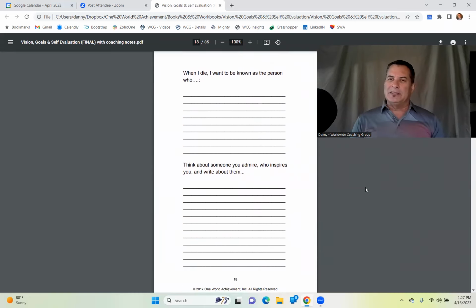Another one, and this is that concept of an epitaph, right? So when I die, I want to be known as the person who blank. So, we've all talked about this idea of what would be on your tombstone, right? What would be written about you? What would be said at your funeral? What are you known for, right?